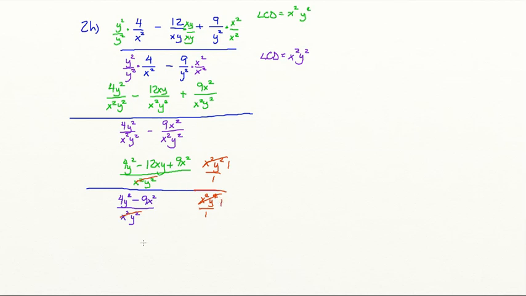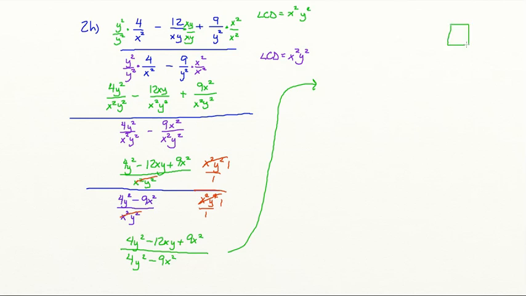Now I have 4y squared minus 12xy plus 9x squared over 4y squared minus 9x squared. I've gotten rid of the fractions of fractions. I just have one fraction and now it doesn't look nearly as bad. We're not finished though, so let's see if we can factor the numerator. I'm going to use the box method. Again, remember there's a few methods to use here.